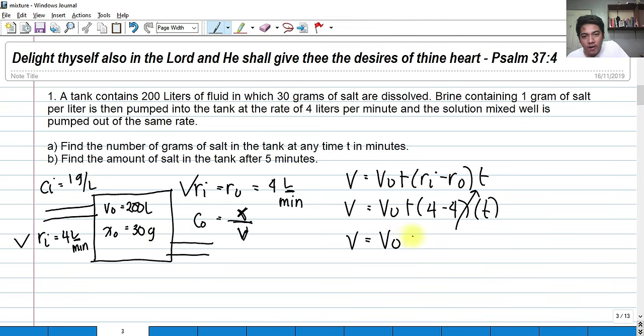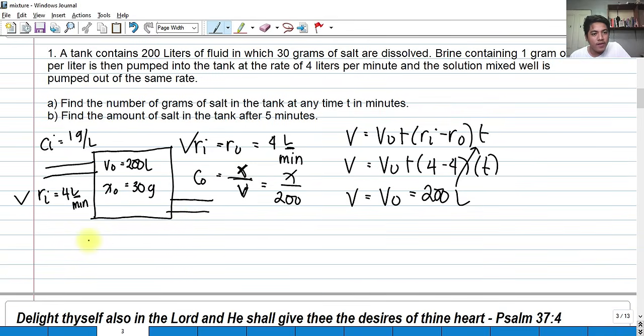And our V naught, or our initial volume, is 200 liters. So, if we are going to substitute it in our equation, we have the x, that is still x because that's the amount of salt inside the tank. So, we have V naught which is equal to 200. Putting that in our equation, we have dx over dt is equal to r sub i, c sub i minus r sub o, c sub o.